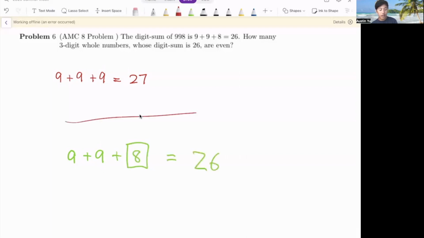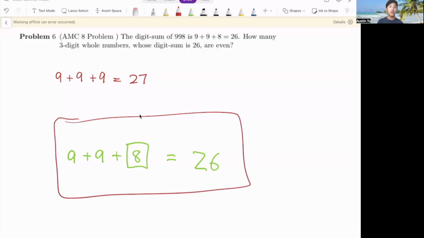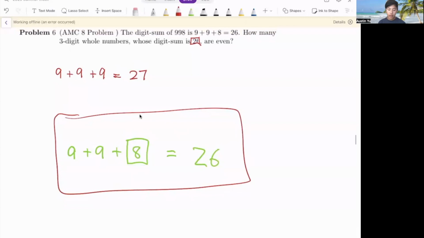And as you can see, this is obviously the only solution because you can't go larger. 9 is the largest digit, and 8 would be the biggest number that you can get to even get 26. So anything less than that will not get you 26. So therefore, there's only one three-digit whole number whose digit sum is 26. So that is even because 8 is even. So there's basically only one.